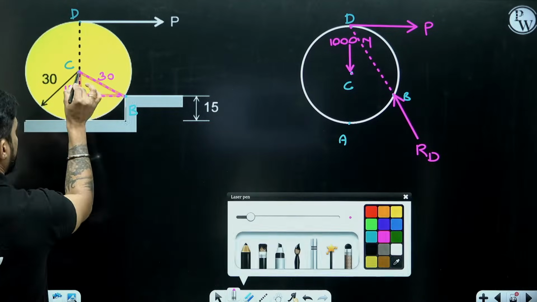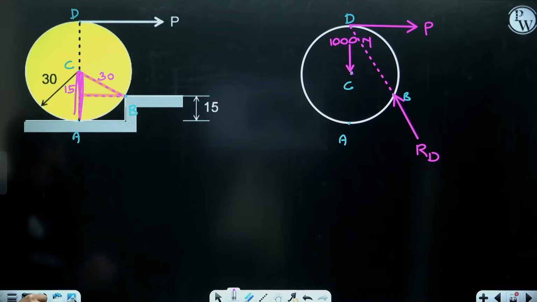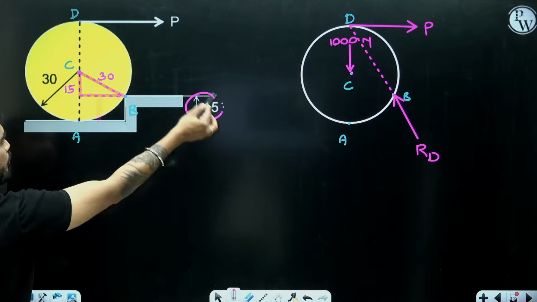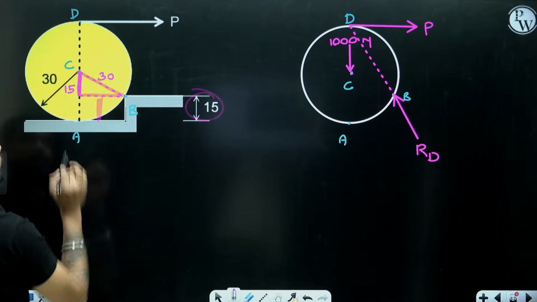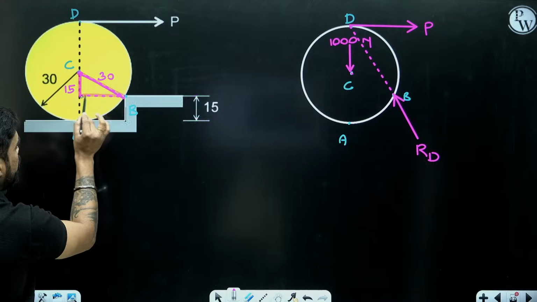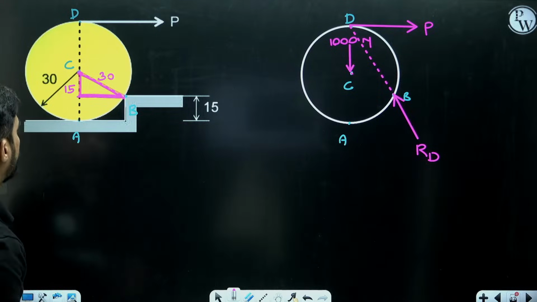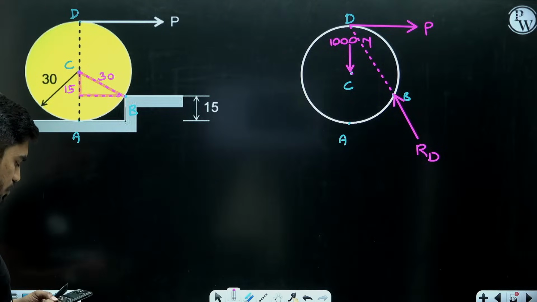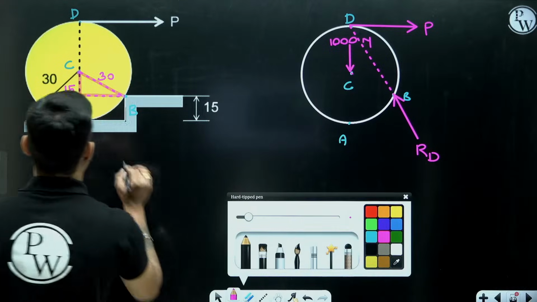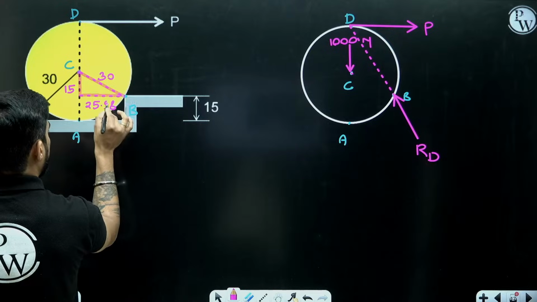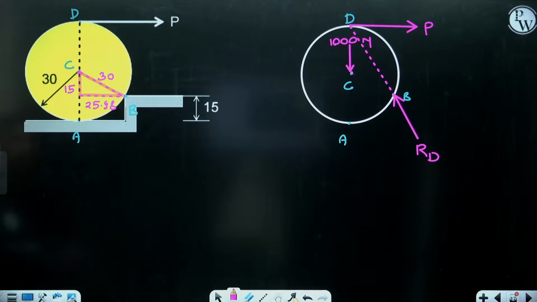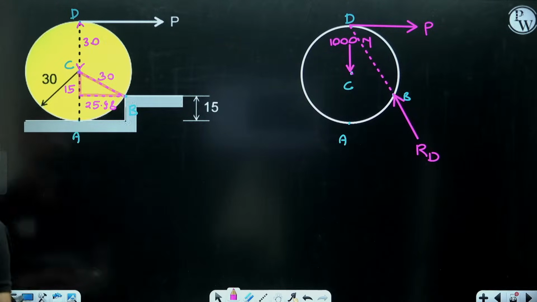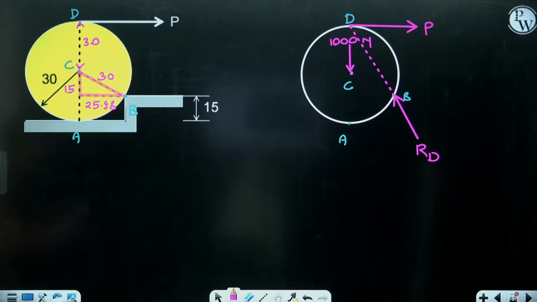Look at this distance. AC is also radius, right? And this distance is equal to the height of the curb, 15. So this remaining distance will also be 15. So this is 30, this is 15. So from Pythagoras, I can find this distance. What will be this distance? Root over 30 square minus 15 square means 25.98. This distance will be 25.98, almost 26 mm. And I know this distance also. This distance is also 30. So now I have all the distances I need.